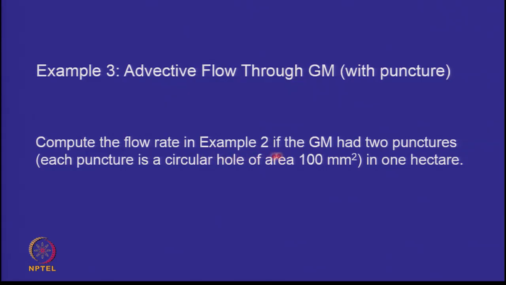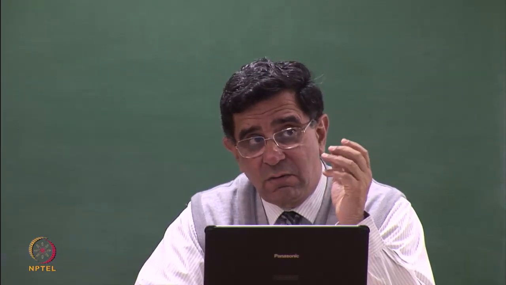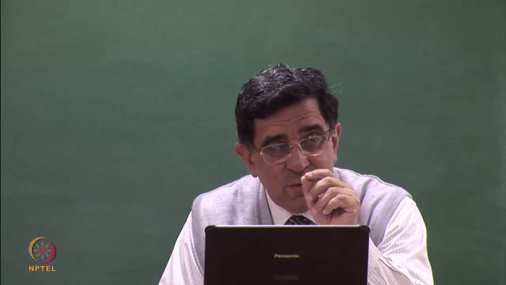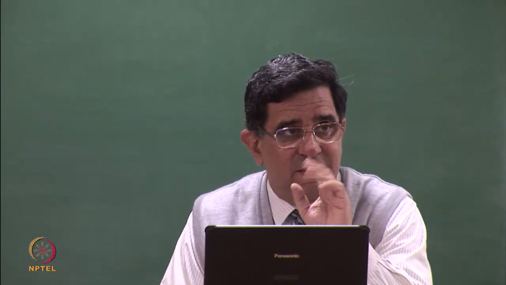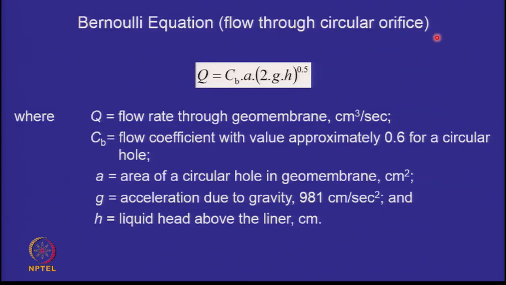Okay? So the same example I would now like you to take at 2 punctures per hectare, and the circular hole of area 100 millimeter square. That means 1 centimeter square in 1 hectare. So if I have 2 holes, which is very good quality construction, if you recall, in 1 football field, for you to get 2 holes which have 1 centimeter square in area is very, very good, excellent quality of construction. The formula that has to be used is the formula for flow through a circular orifice.